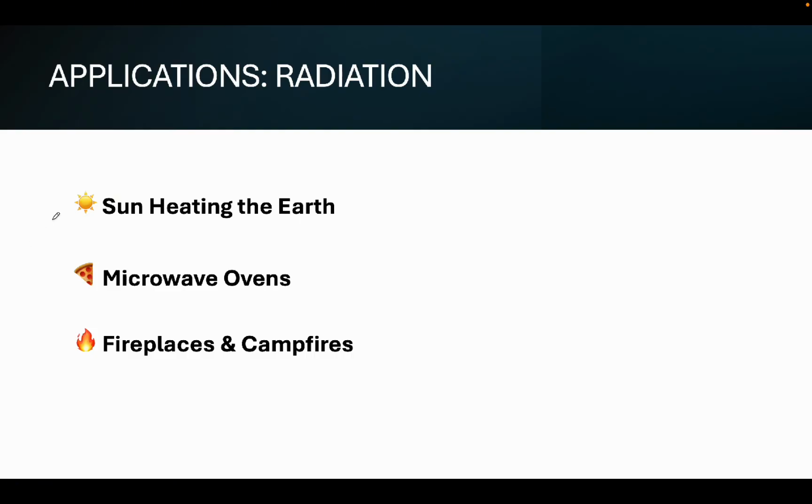Now, after the sun heating the earth, we go to the microwave ovens. Microwaves again use radiation to excite the water molecules in food, causing them to heat up. So it is radiation because the heat energy is transferred through electromagnetic waves, even without direct contact.